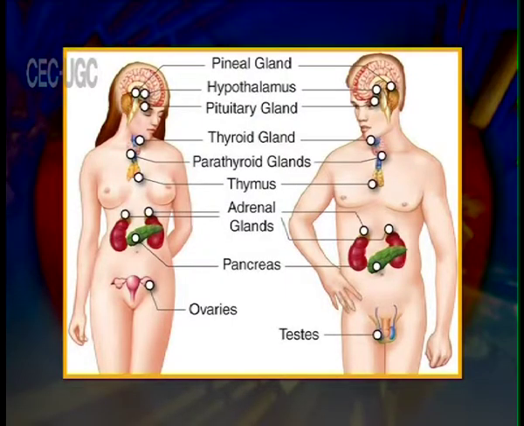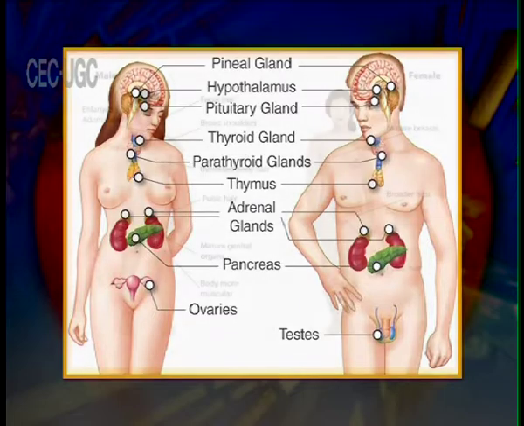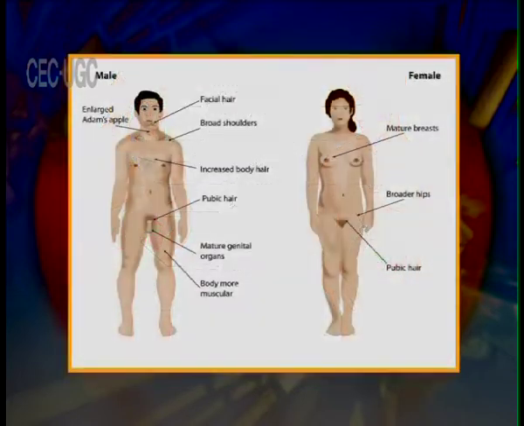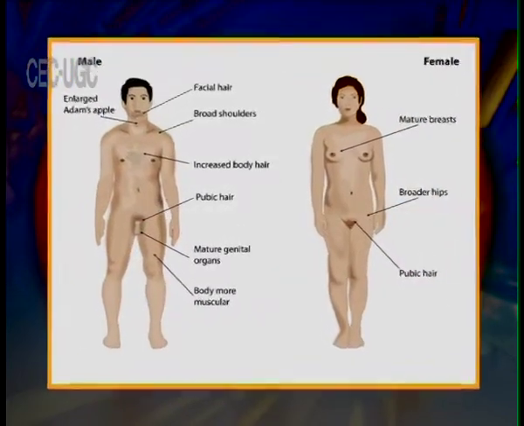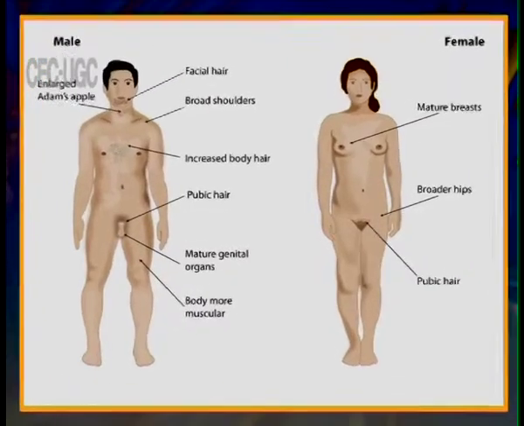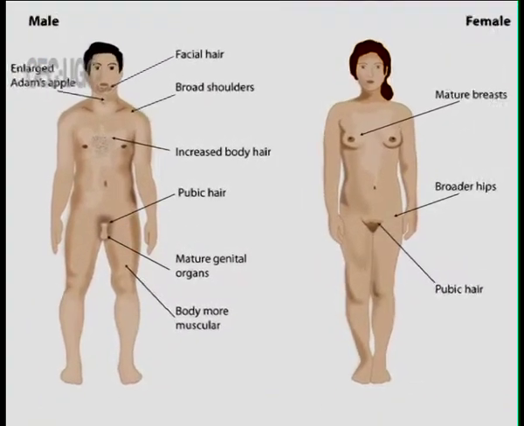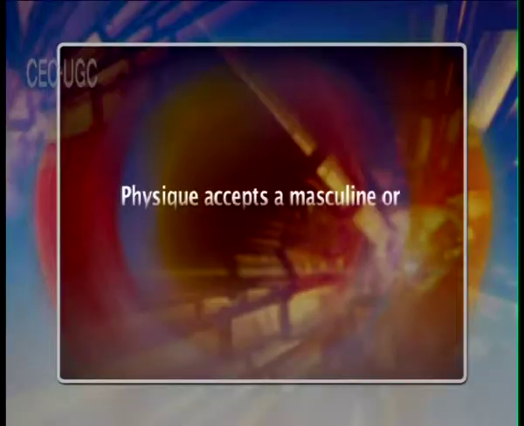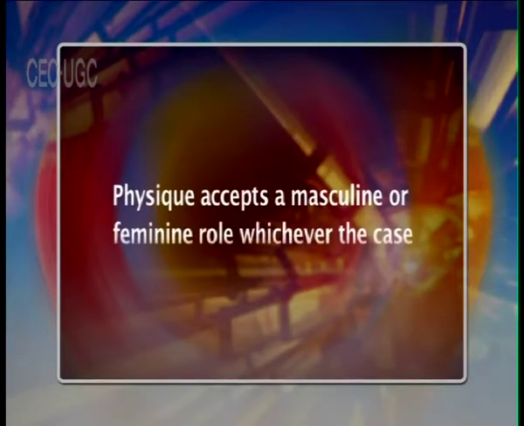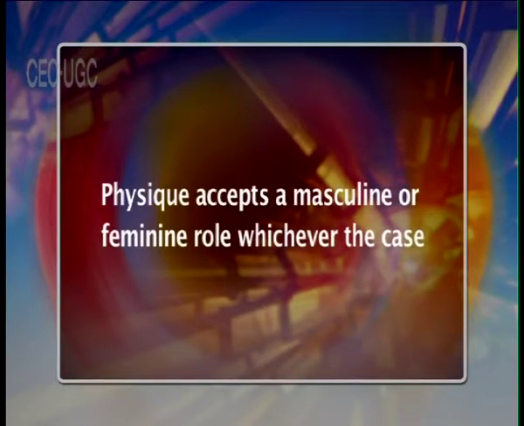Adolescence is a period of rapid physical growth. The endocrine glands become quite active and secrete hormones that contribute towards growth of body structure. Adolescence is characterized by pubertal changes resulting in emergence of secondary sex characteristics. Here one's physique accepts a masculine or feminine role, whichever the case may be.